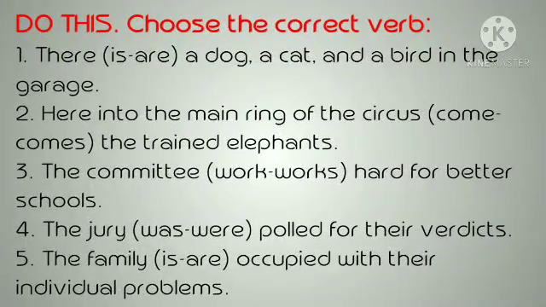Do this. Choose the correct verb. 1. There are a dog, a cat, and a bird in the garage. 2. Here into the main ring of the circus comes the trained elephants. 3. The committee works hard for better school. Number 4. The jury were polled for their verdicts. 5. The family are occupied with their individual problems.